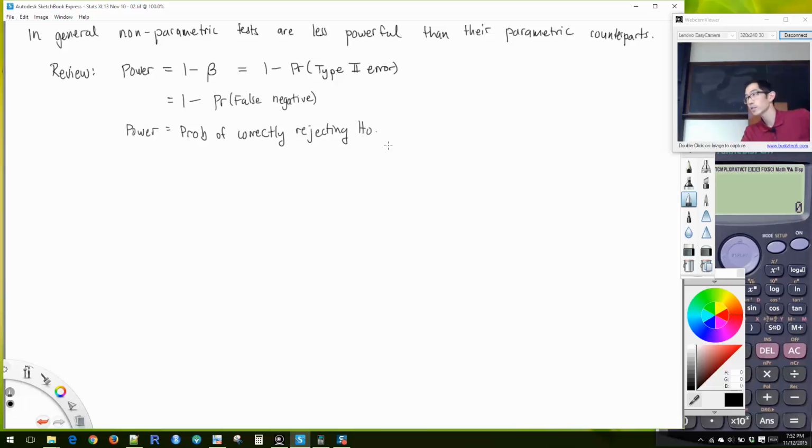Okay? So less powerful means our test is not going to be rejecting the null hypothesis as often as it should. Okay? So a test that is less powerful will require more evidence for you to come to the same conclusion of rejecting the null hypothesis.